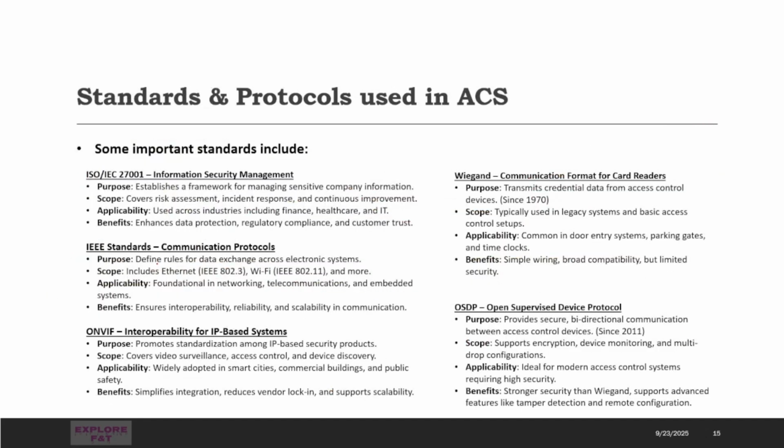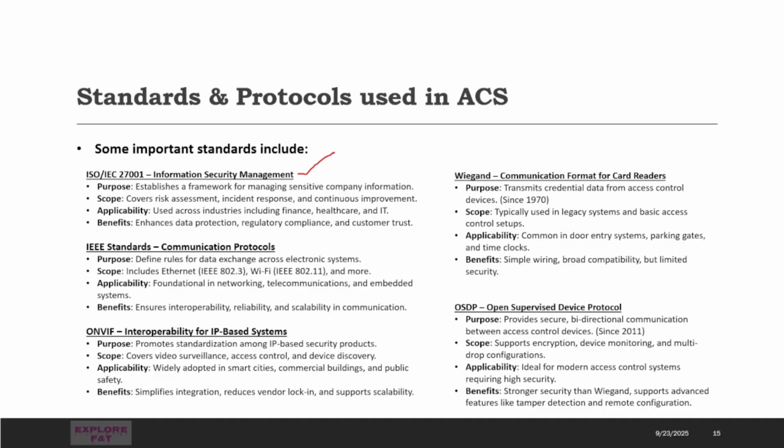Now next one, we have completed all the components. Now this is just standards and protocols which we are using in access control. Okay, so there are some important standards included here. I just added ISO IEC 27001, information security management. So here, the purpose why we are using this one: establish a framework for managing sensitive company information. And you can read the benefit, applicability, where we will use it, scope.